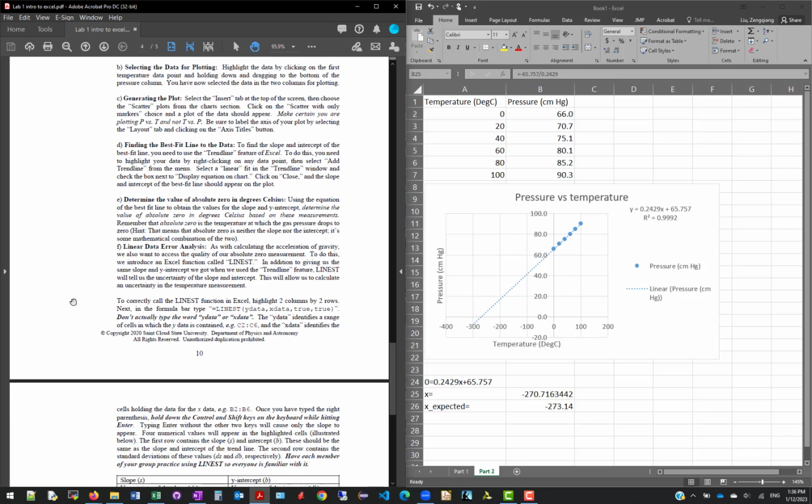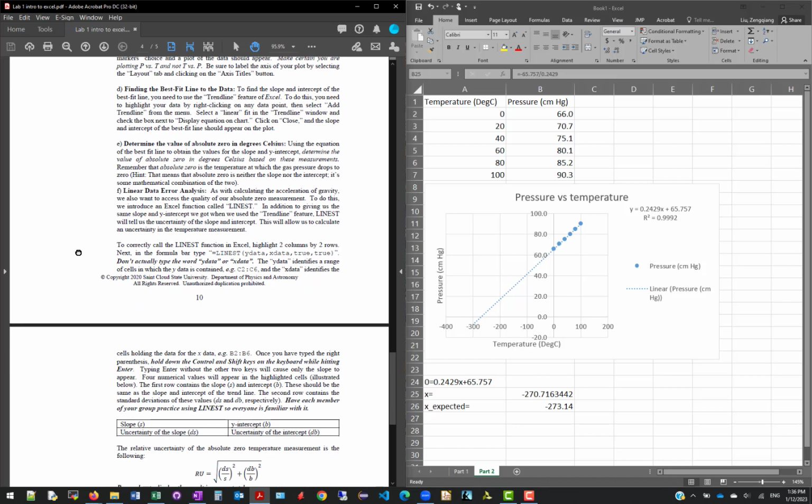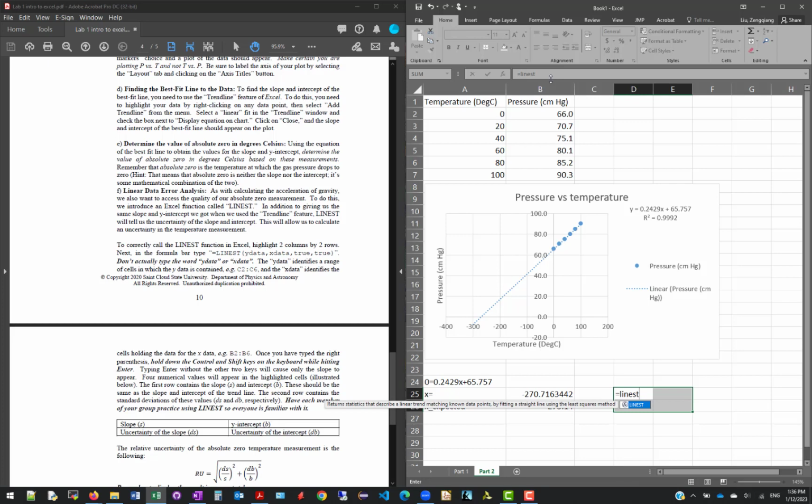Part F is linear data analysis. So let's do this. I'll select here. See, click the middle so I can select 2 columns and 2 rows. Alright, so once selected, I'll just type equal, and the function LINEST is a linear list fit. And then the tooltip says give your y's, give your x's, and some constants.